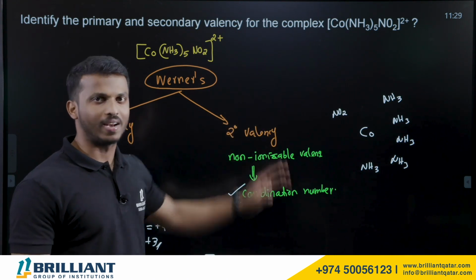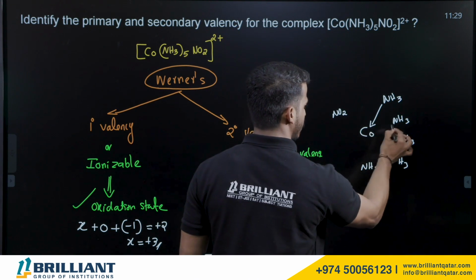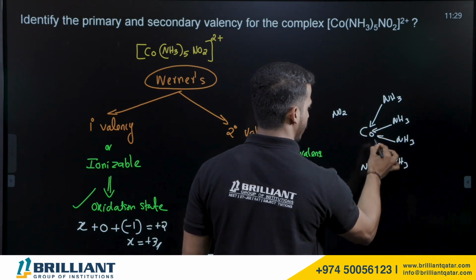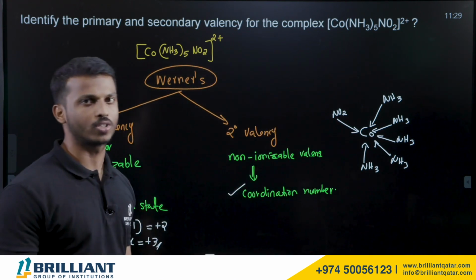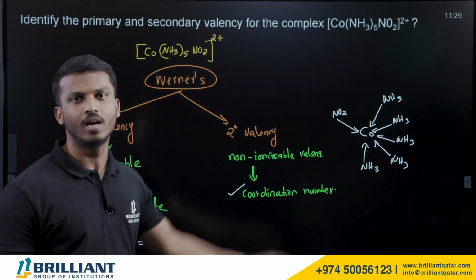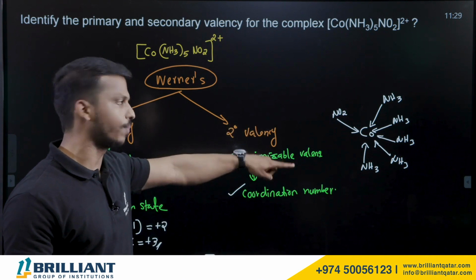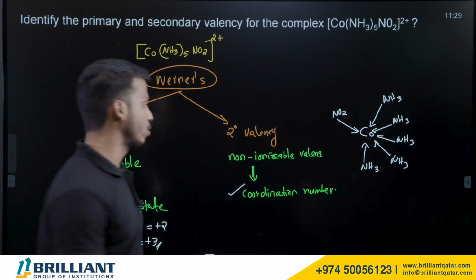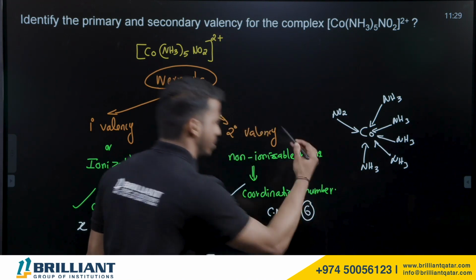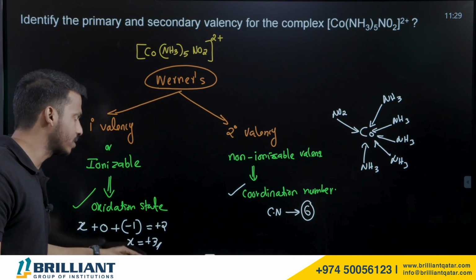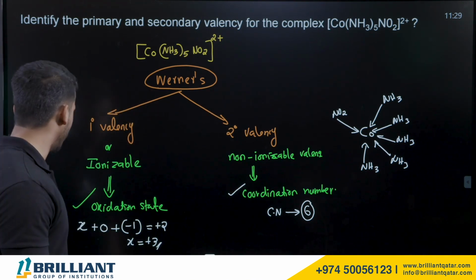All are monodentate ligands, right? So one ammonia, amine can make one sigma bond. All are coordinate bonds, sigma bonds. NO2 also one sigma bond. So total how many sigma bonds are there around the central atom cobalt? 6 are there, right? So the number of sigma bonds around the central metal atom which are created by the ligand is known as what? Coordination number. So coordination number is equal to 6. So primary valency is +3 and secondary valency is 6. Hope you are clear on Werner's theory.